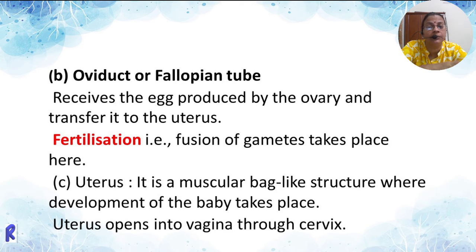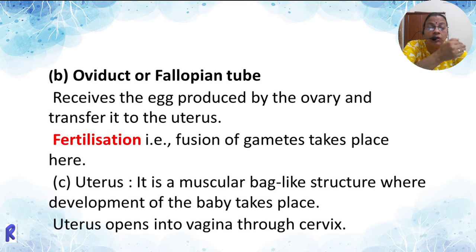And if there is no sperm, the ova will die within 2 or 3 days and pass into the next region, that is the uterus. The uterus is a pear-shaped structure, a highly muscular, bag-like structure. And inside that uterus only, the development of the baby takes place if fertilization has taken place. So the fallopian tube opens out into the uterus.